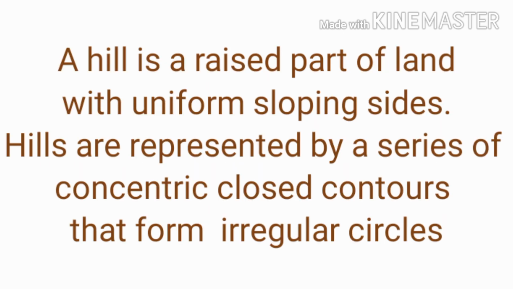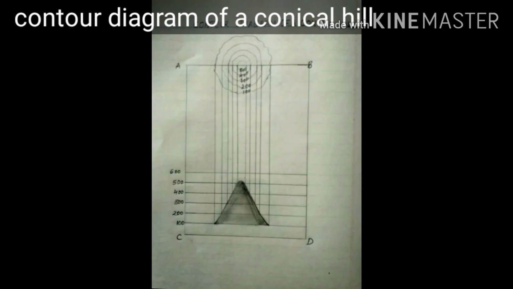Last class, we learned to draw the contour diagram of a hill. A hill is a raised part of land with uniform sloping sides. Hills are represented by a series of concentric closed contours that form irregular circles.